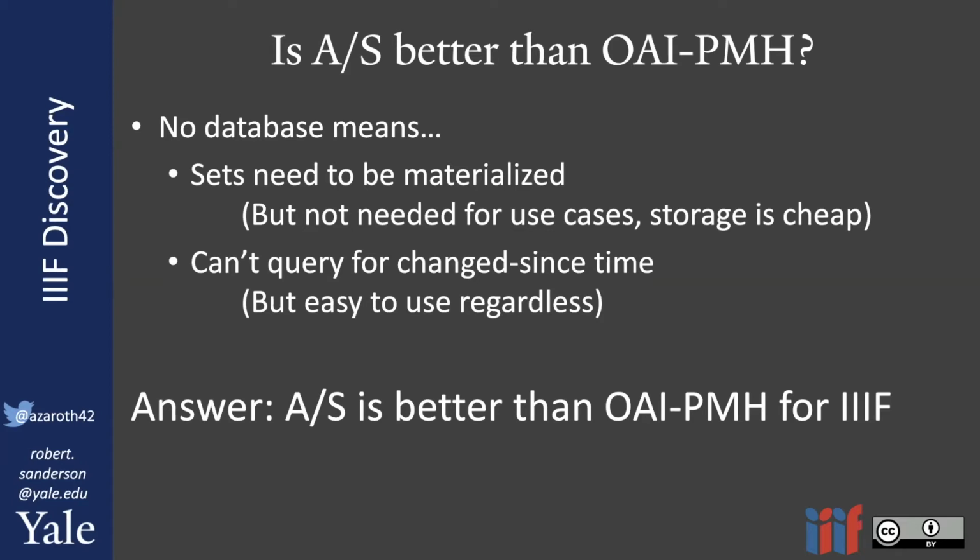So instead of working from when you last saw it, you start from the end and work backwards until the time when you've seen the activity. So instead of having "give me all of the records changed since time X," you'd start at the end and you would work backwards until you hit time X, and then you know that you've seen them. So it's still pretty easy to use, and it reduces the cost overall. So from a IIIF perspective, activity streams is better for our use cases than PMH.